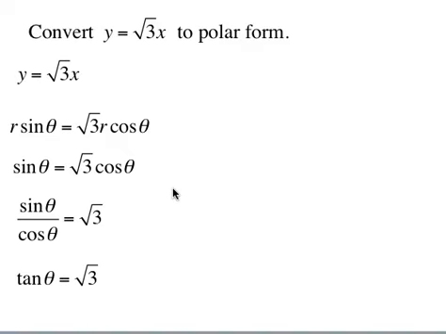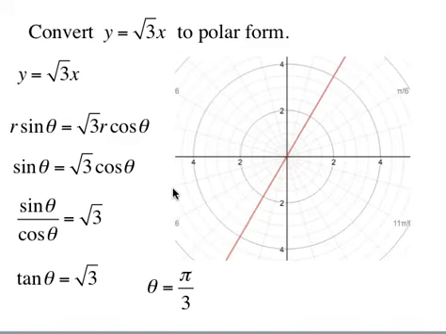For what value theta is tangent root 3? I believe that is pi over 3. Sine of pi over 3 is root 3 over 2. Cos of pi over 3 is a half. So we get theta is pi over 3. What does that graph look like? Again, it is a line through the origin with a slope of root 3 over 1.